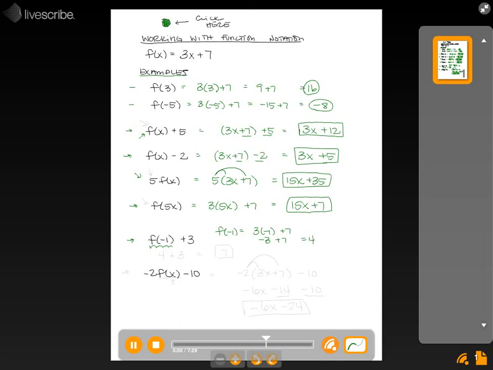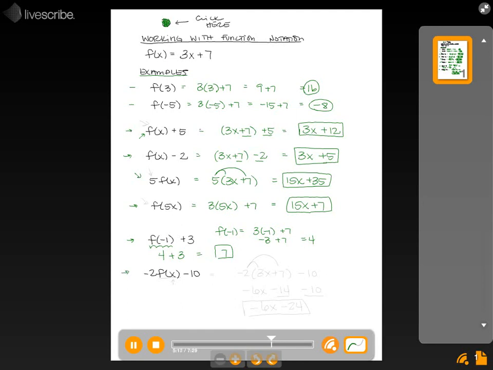Now that's not the answer to the problem, because we'll swap that f of negative 1 out now with a 4, and then we're going to add 3 to it. So the answer to the whole problem is 7, because 4, what the f of negative 1 equaled, plus 3 is 7. I'm going to do one more here.